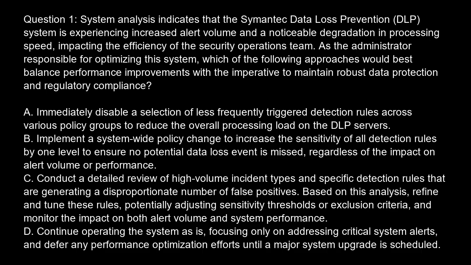Option C. Conduct a detailed review of high-volume incident types and specific detection rules that are generating a disproportionate number of false positives. Based on this analysis, refine and tune these rules, potentially adjusting sensitivity thresholds or exclusion criteria, and monitor the impact on both alert volume and system performance. Option D. Continue operating the system as is, focusing only on addressing critical system alerts, and defer any performance optimization efforts until a major system upgrade is scheduled.